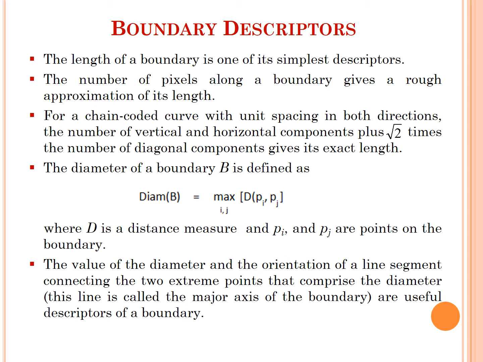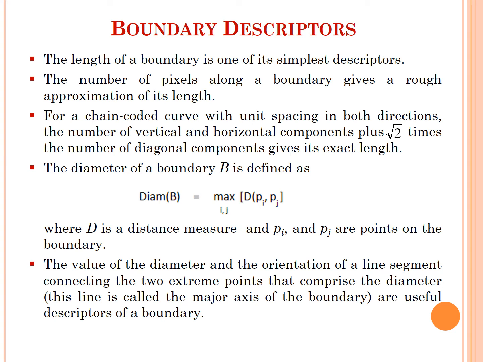Boundary descriptors. The length of the boundary is one of its simplest descriptors. The number of pixels along a boundary gives a rough approximation of its length. For a chain-coded curve with unit spacing in both directions, the number of vertical or horizontal components plus square root of 2 times the number of diagonal components gives its exact length. The diameter of boundary B is defined as the maximum distance D between Pi and Pj, where D is the distance measure and Pi and Pj are points on the boundary.